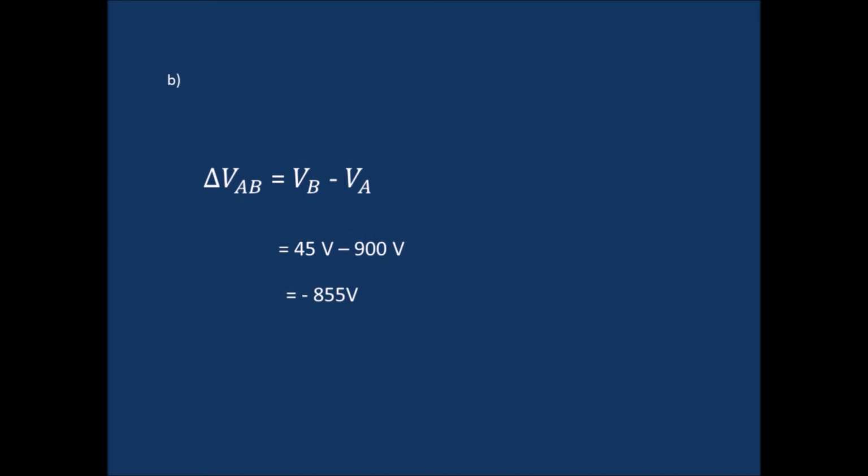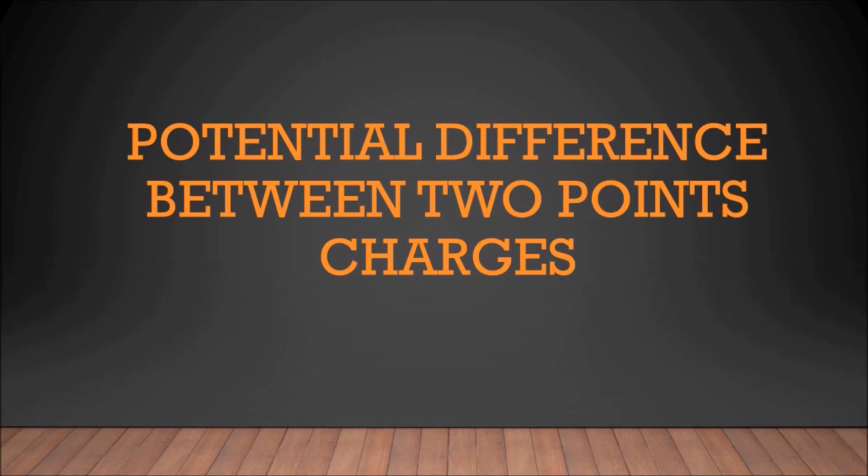So, what is meant by that? As we move from point A to point B, the electric potential decreases, and it makes sense because we move away from the positive charge. A positive charge will create a positive electric potential, and a negative charge will create a negative electric potential.